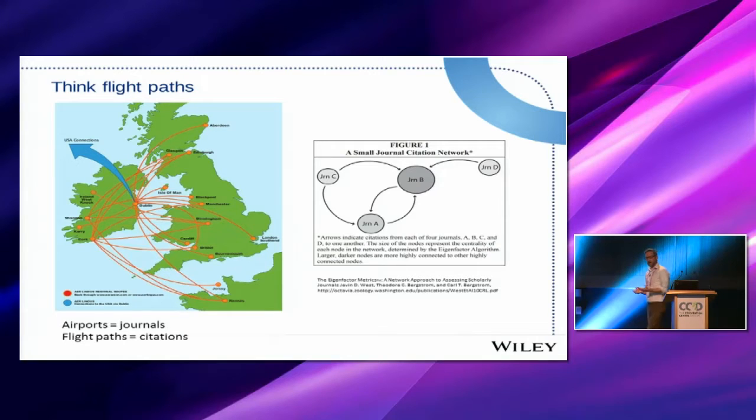Now, the way I like to think about this network theory is airports and flight paths. So imagine the airports themselves are the journals and the flight paths are the citations. The more the airplane goes to an airport, the greater value that airport is worth, or the more citations a journal gets, the greater value that journal's worth.